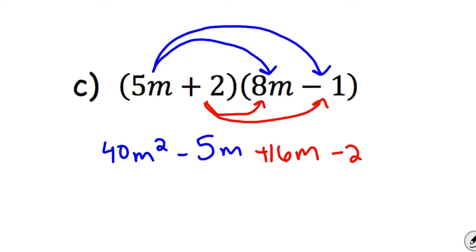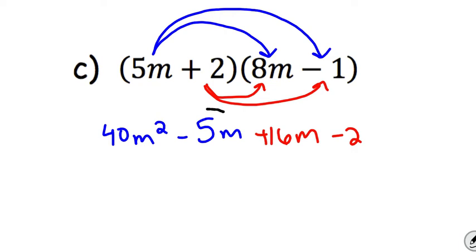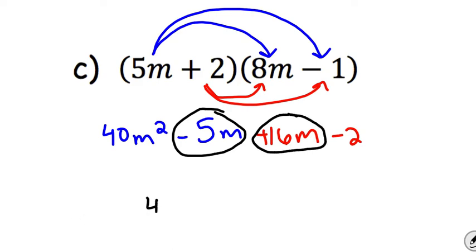But again, we are not finished, because we have like terms. I have a negative 5m, and I have a plus 16m. They need to be combined together to give me my final answer, 40m squared plus 11m minus 2. Final answer, and I'm done with example C.